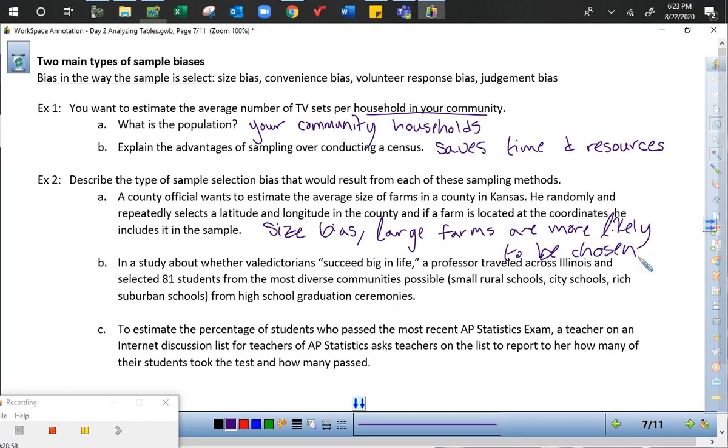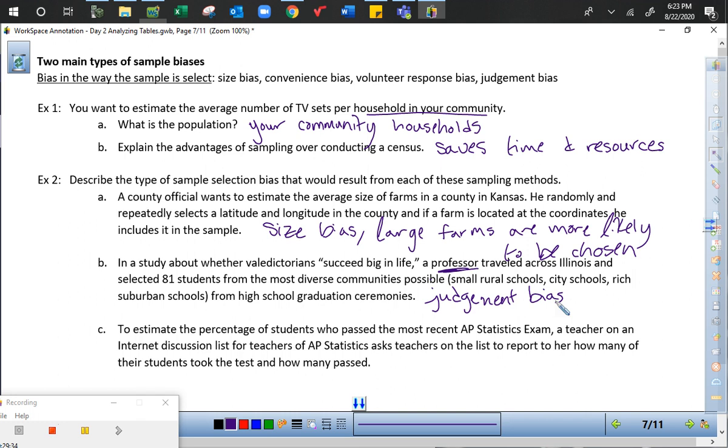The second one, the professor is choosing these people. Now, don't get me wrong, he said he's trying to choose the most diverse communities, so making sure it's trying to be representative of all these valedictorians in Illinois, but he's still choosing them. And so this is a judgment bias. It's always better to choose your participants randomly instead of specifically selecting them.